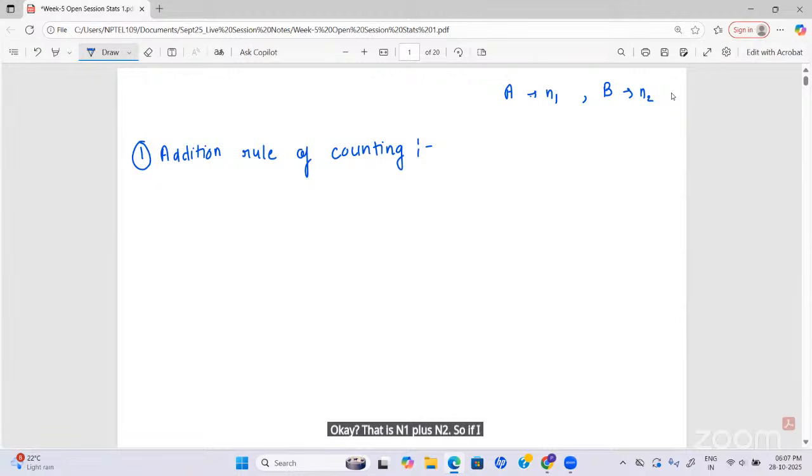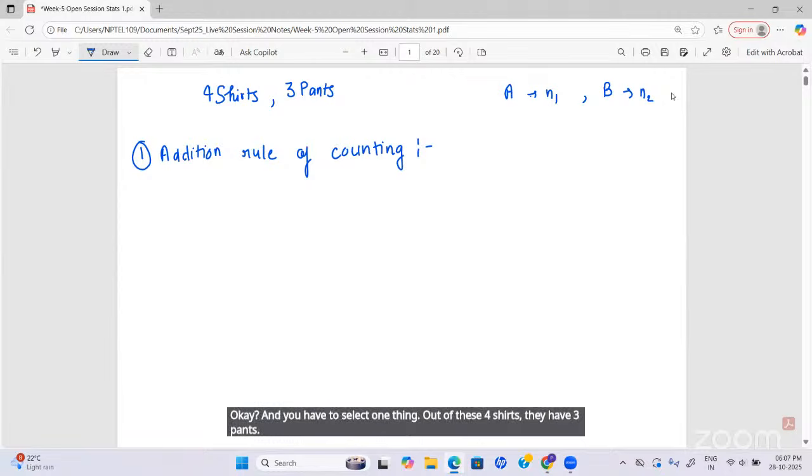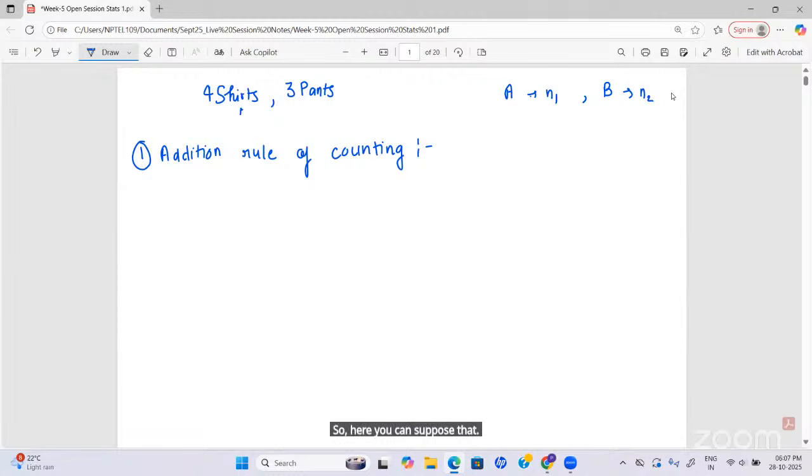If I take a very common example, suppose you have 4 shirts and 3 pants, and you have to select one thing out of these 4 shirts and 3 pants. Here you can suppose that selecting an object from shirts is action A, and selecting from pants is action B.